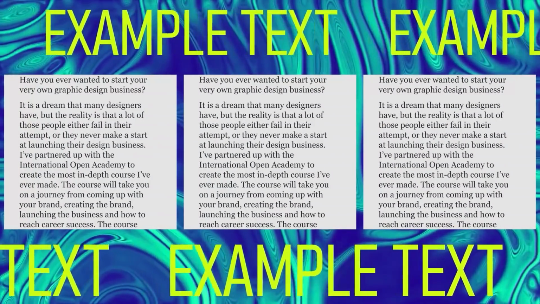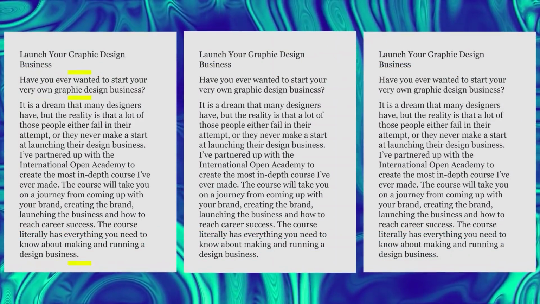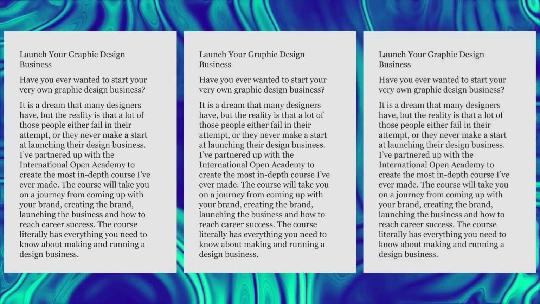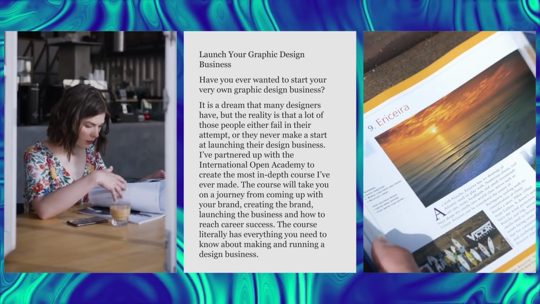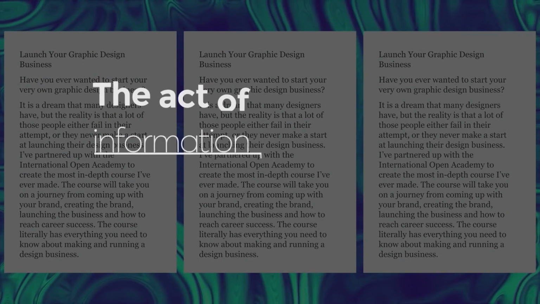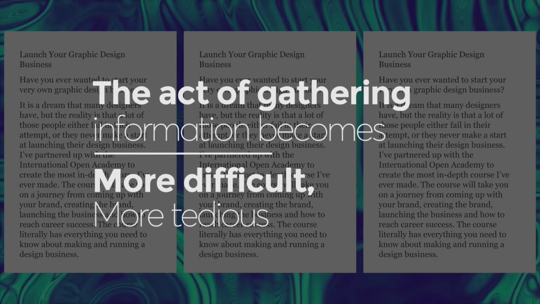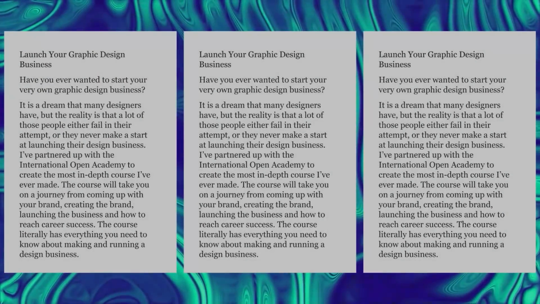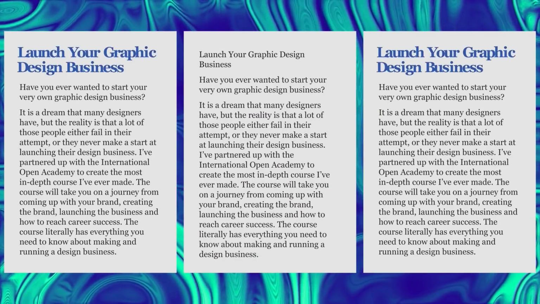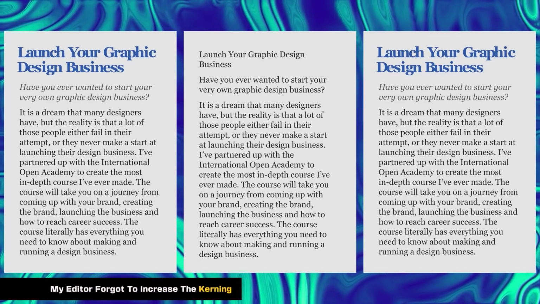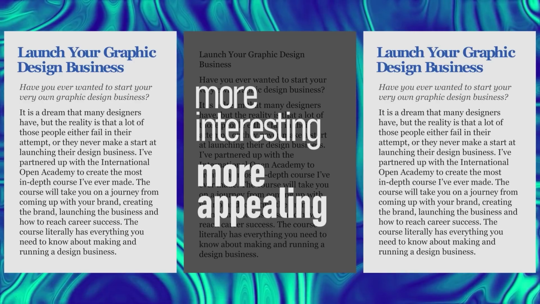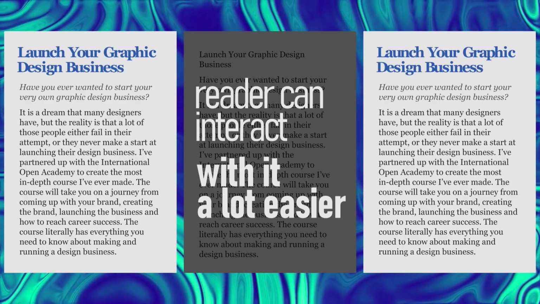As you can see here, we have a long paragraph of text. Each line uses the same font, the same color, and the same style. If we're reading this in, say, a magazine, there is no clear importance to us as the viewer. The act of gathering information from it becomes more difficult and more tedious. However, if we use hierarchy, we can make the title larger, bolder, and a different color, and then the subheadings different to the body text. Now the design doesn't only look more interesting and more appealing, but the reader can interact with it a lot easier.